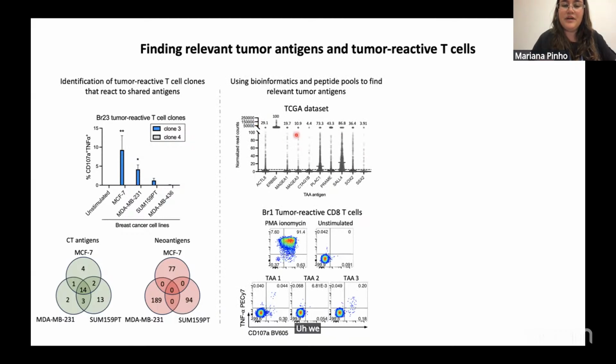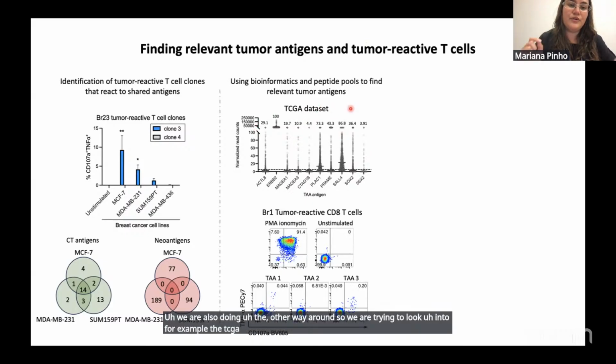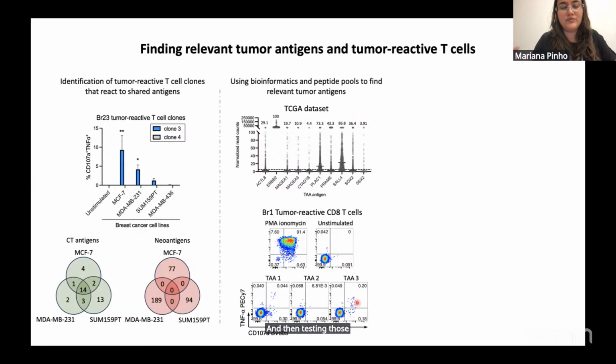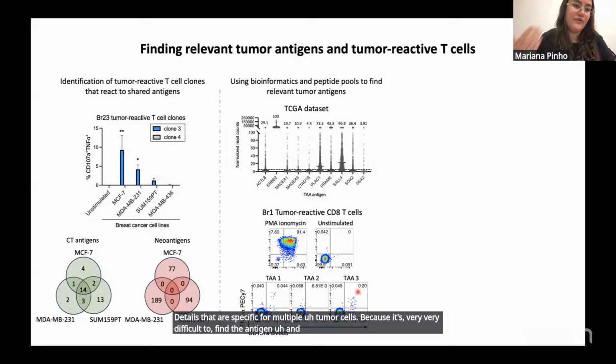We are also doing the other way around. We are trying to look into, for example, the TCGA dataset for antigens that are more expressed in breast cancers, and then testing those antigens, those peptide pools, directly on the T cells. So far, we have found some antigens, but none that were very broad. So we prefer to do a more antigen-agnostic way. We don't know the antigen. We just find T cells that are specific for multiple tumor cells, because it's very, very difficult to find the antigen. And that was why this kind of study wasn't done before.